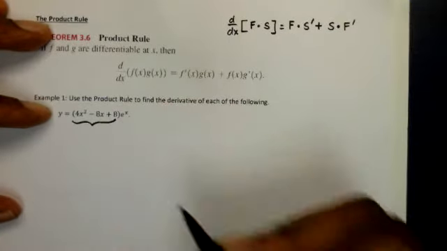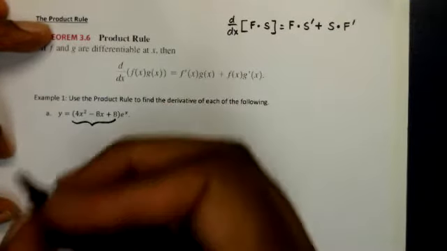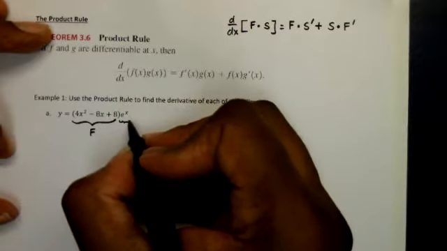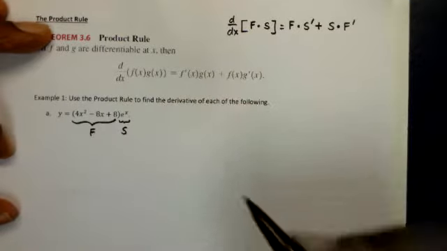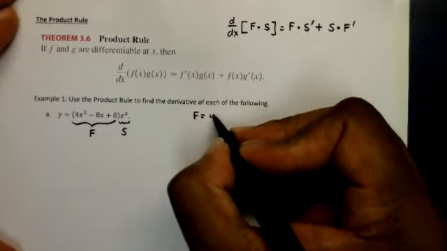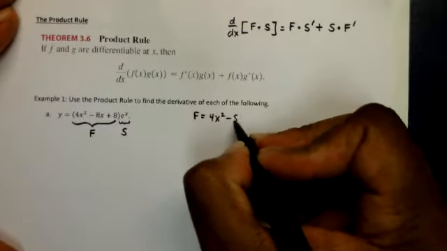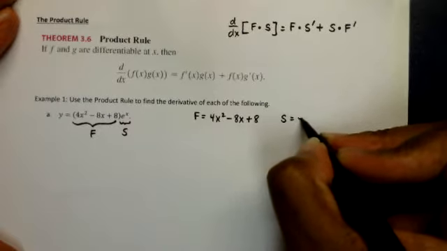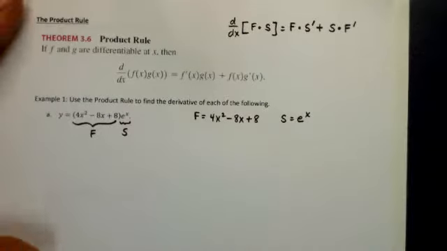That first term, 4x squared minus 8x plus 8, is going to be the first term. That e to the x is the second. So off to the side, the first will be 4x squared minus 8x plus 8. Then the second would be e to the power of x.